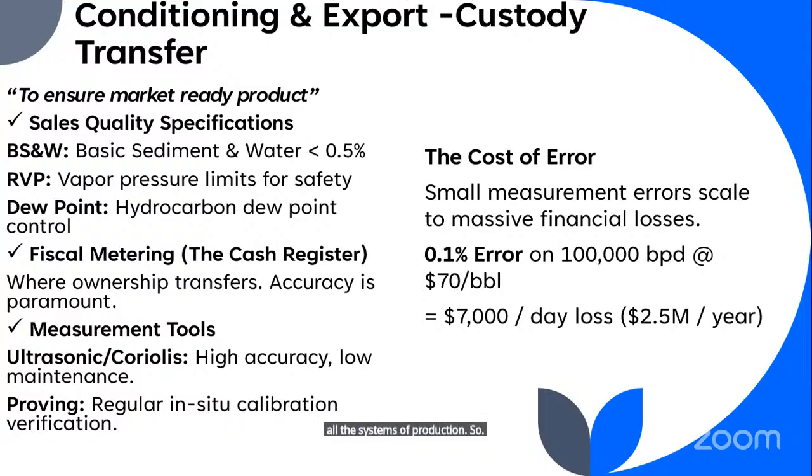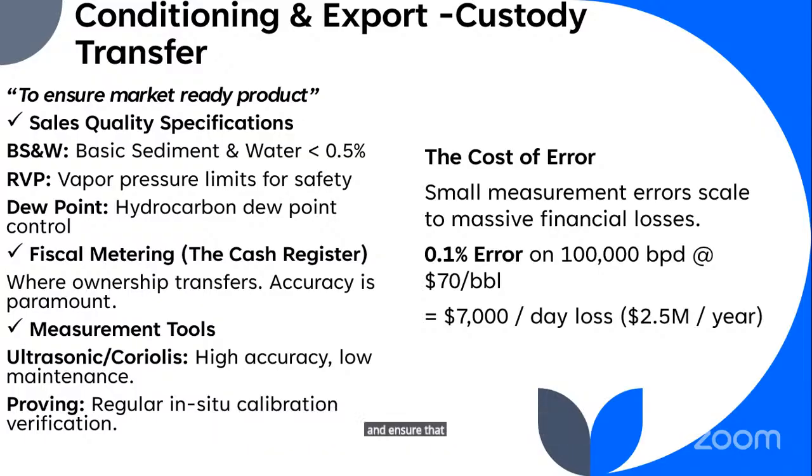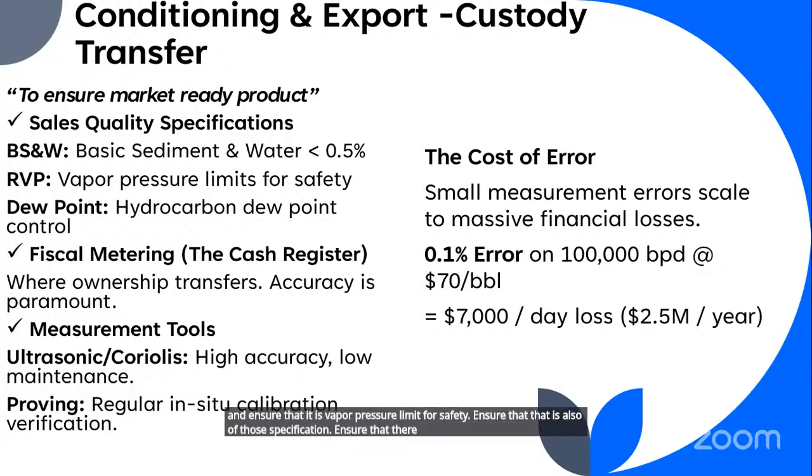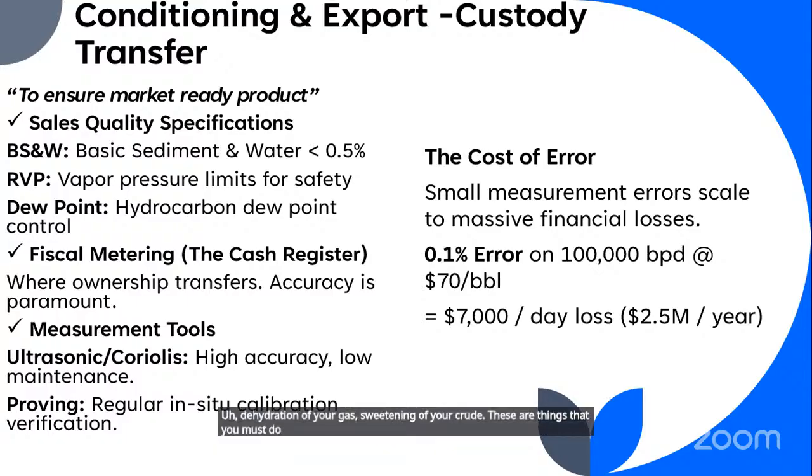So I want to look at my sale quality specification. We already know that our BSW should be less than 0.5%. You look at your Reid vapor pressure and ensure that it is within the vapor pressure limit for safety. Ensure that that is also up to specification. Ensure that there's no hydrogen sulfide in your crude or in your gas, and no excess CO2. You carry out dehydration of your gas, sweetening of your crude. These are things that you must do to ensure that your sale meets quality specification.